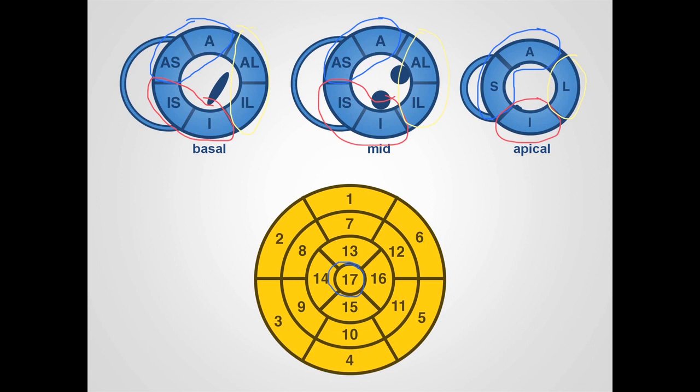So when we identify areas of myocardial infarction, we can relate these to the specific myocardial segments, and then we can make deductions about which coronary artery is likely to have been the culprit for the infarction. And this can have significant implications for decision making about coronary revascularization.